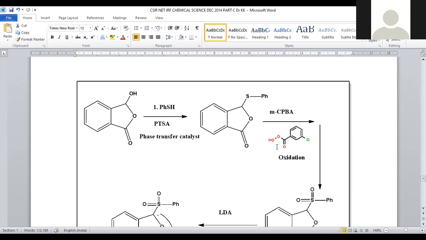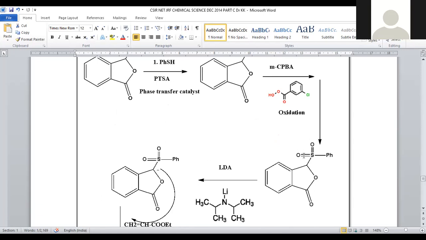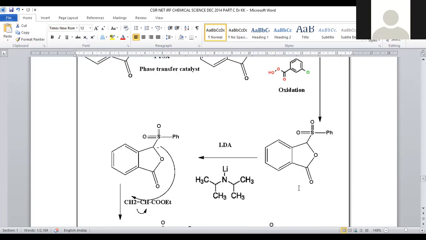It is the specific reagent for oxidation. Metachloroperbenzoic acid is very essential for oxidation. So here sulfur is converted into sulfur double bond O. So oxidation got carried out on the sulfur center.